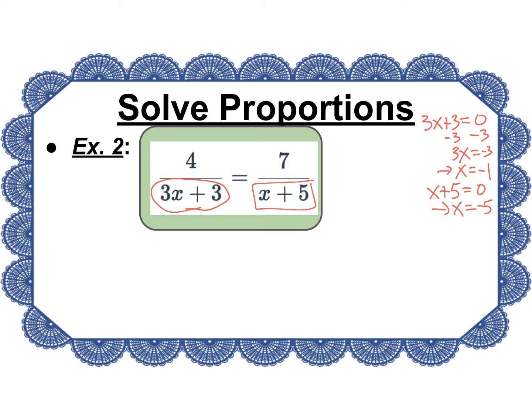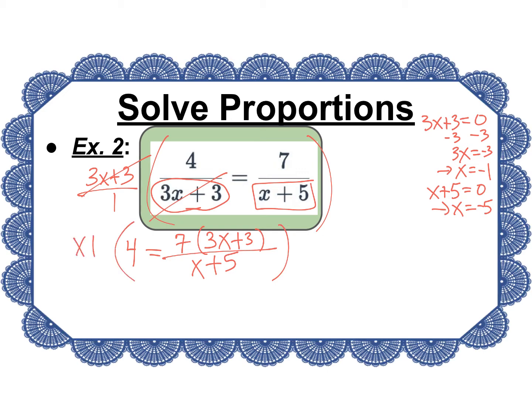So let's think about what we're going to do. I have 4 divided by this denominator. I'm going to multiply everything by that numerator. Well, denominator that becomes a numerator. So when I do it on the left, it simplifies to 1 and I get 4. On the right, I have 7 times my 3x plus 3 all over x plus 5. And I still have an x plus 5 in the denominator. So I'm going to now multiply everything by that x plus 5.